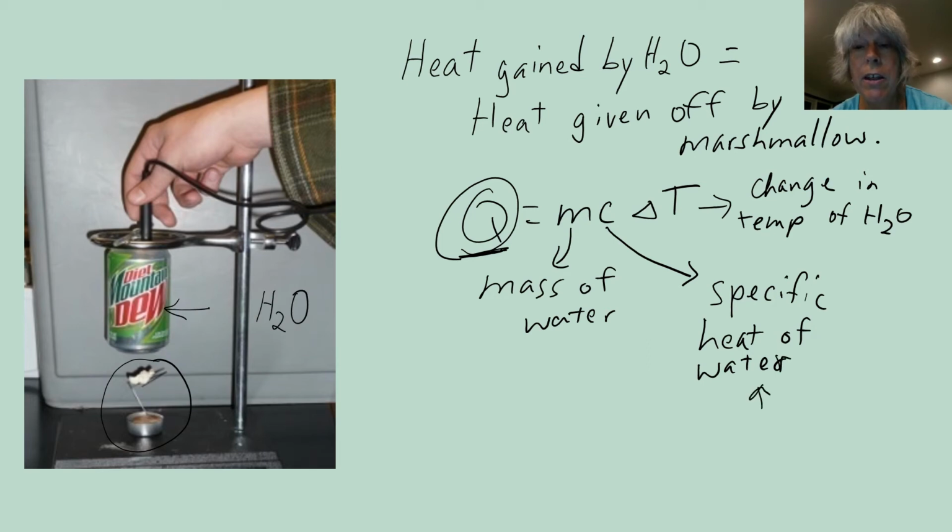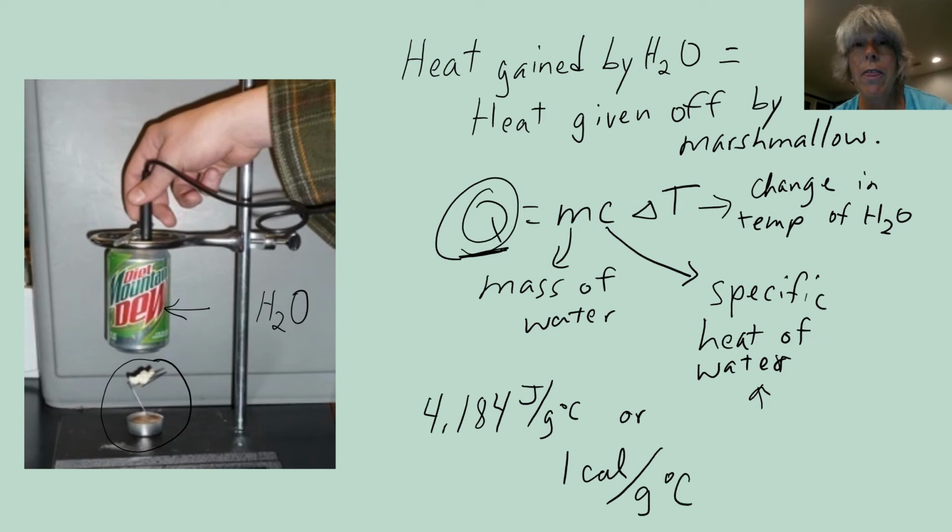That Q will be in calories or joules, depending on what we choose to use for a value for our specific heat. The specific heat of water is either 4.184 joules per gram degree Celsius, or if we choose to use calories, it's 1 little c calorie per gram degree Celsius. That's kind of cool that the definition of specific heat for water is that it's the amount of calories it takes to raise the temperature of 1 gram of water by 1 degree Celsius. So really a calorie is the amount of heat it takes to raise the mass of 1 gram of water by 1 degree Celsius.